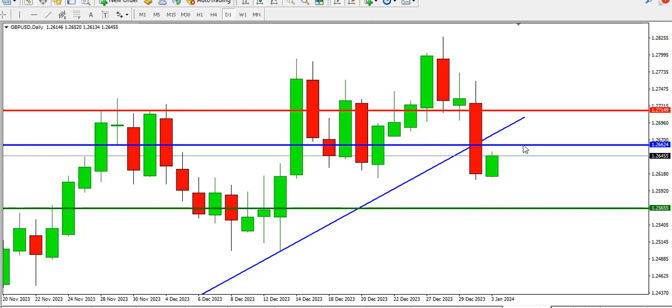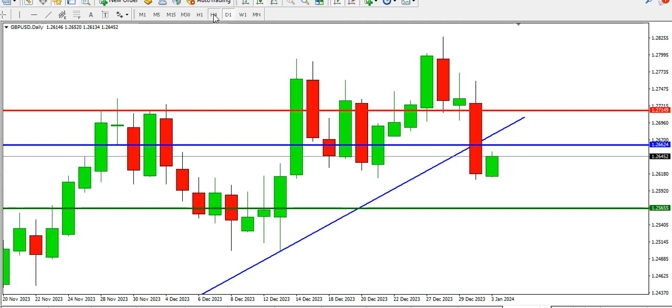Also, on the daily time frame, we have the pivot. This is the daily pivot. The blue line is the daily pivot at 1.26624. All right, price has moved towards it and it might react. At this pivot, we might see price dropping to daily support at 1.25655. But daily resistance is at 1.27149 for GBPUSD.